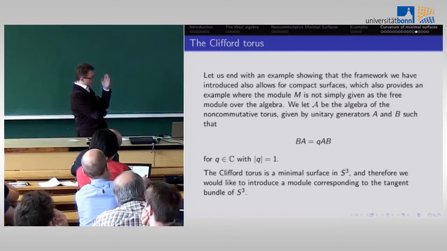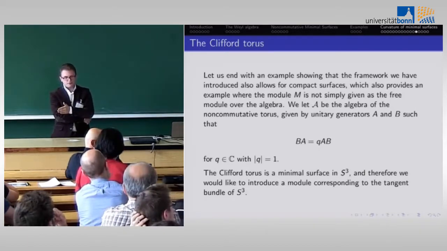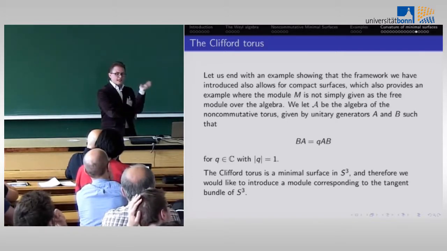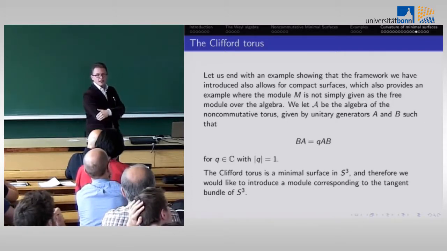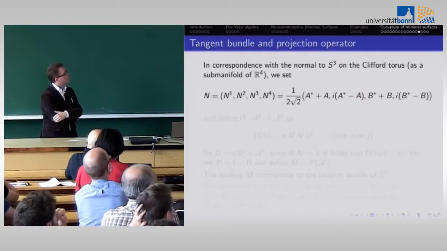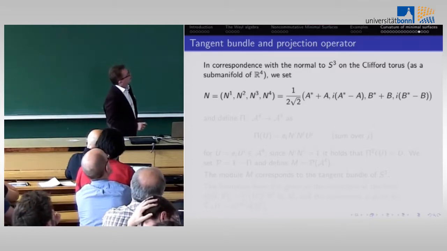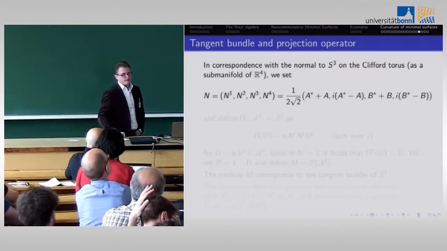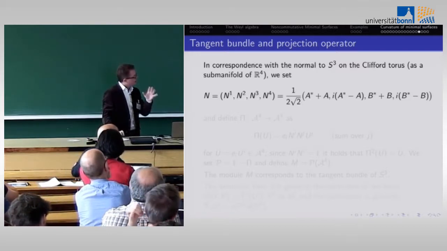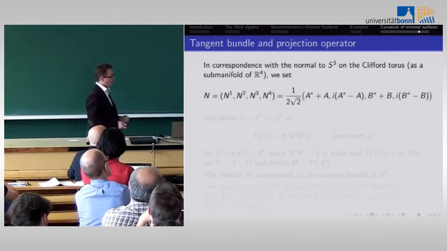So I want to take this example now to show you that you can do other things than just free modules, if you want. So we have to find a module in this language corresponding to the tangent bundle of S3. Okay. So, but for the Clifford torus, we know how to write the normal to the Clifford torus, the normal in S3, the normal in R4 being normal to S3. This one we know how to write.